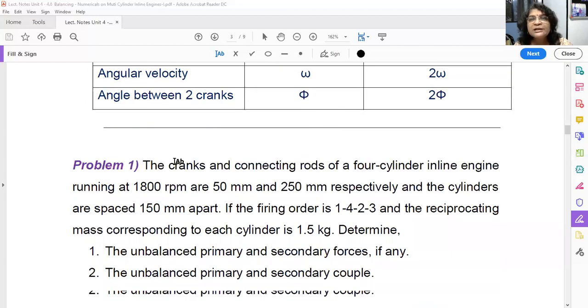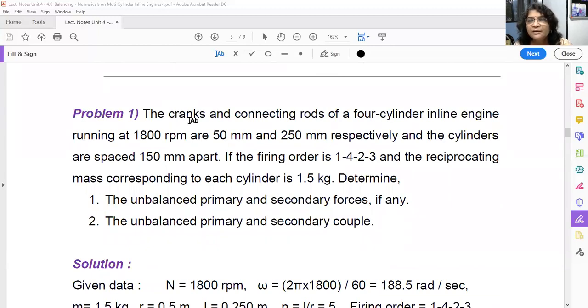Okay, so let us read the problem statement. The cranks and connecting rods of a 4-cylinder inline engine running at 1800 rpm are 50 mm and 250 mm respectively. The cylinders are spaced 150 mm apart. If the firing order is 1423 and the reciprocating mass corresponding to each cylinder is 1.5 kg, then determine the unbalanced primary and secondary forces, if any, and determine unbalanced primary and secondary couple.